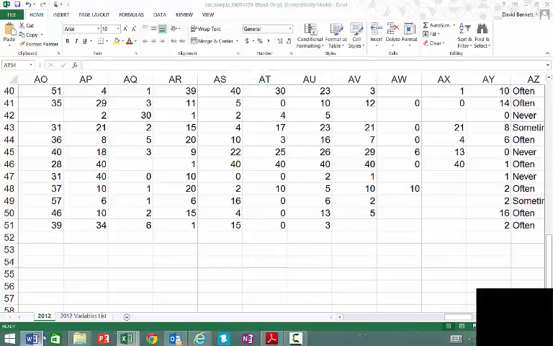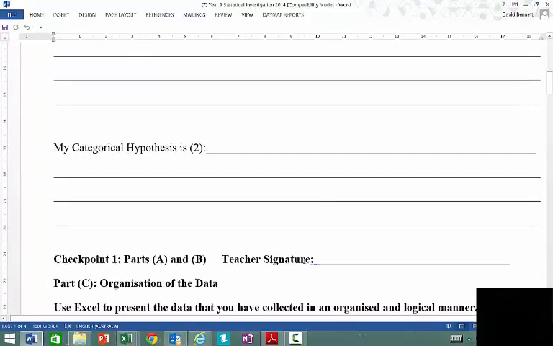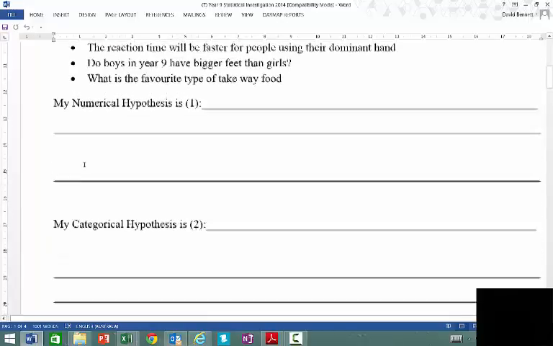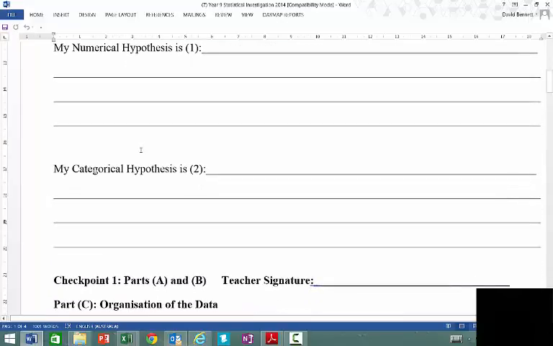Now, once you've decided what you're going to do for your two questions, you need to get your teacher to sign this off when you've done part A and part B and show them that you've actually done those two parts. The reason we do that is that if you've made a particular question we don't think is very good, then we can support you in modifying that to make it a really good question, so you're going to get a good selection of data, and you've got something you can analyse.